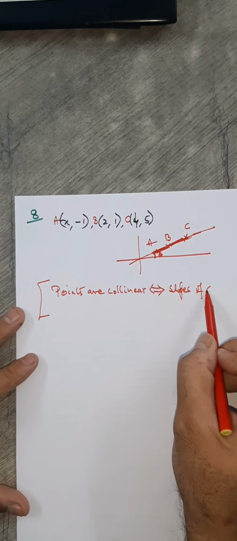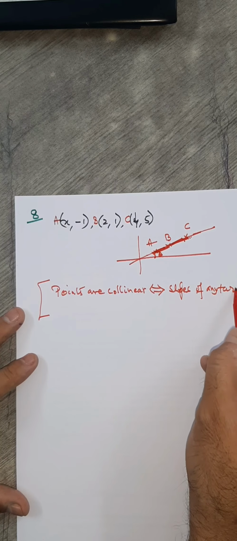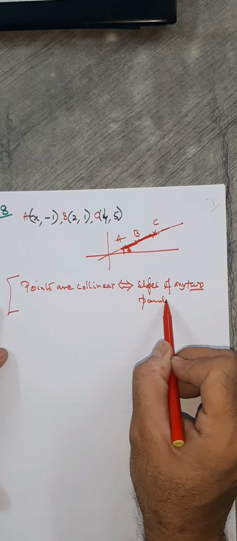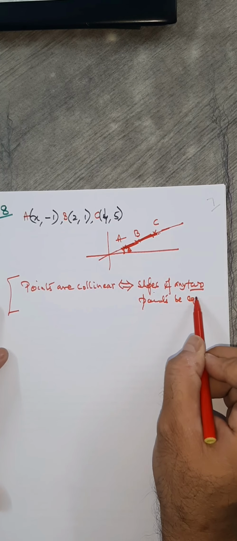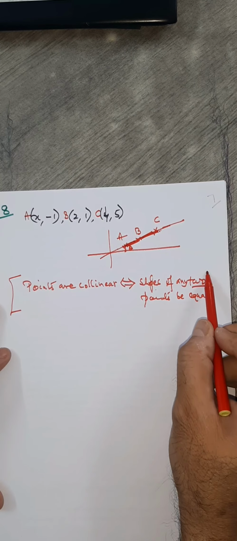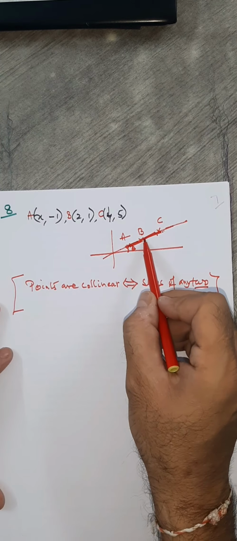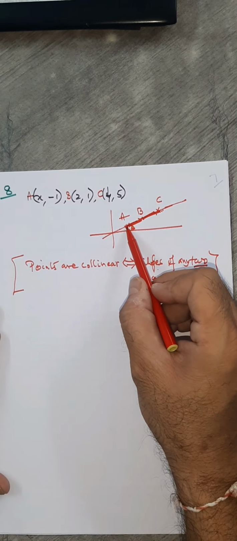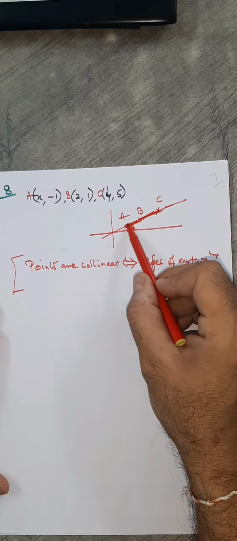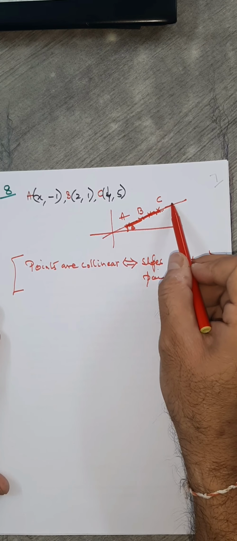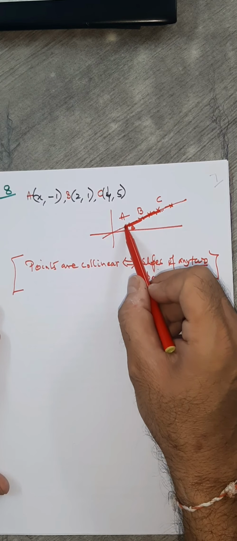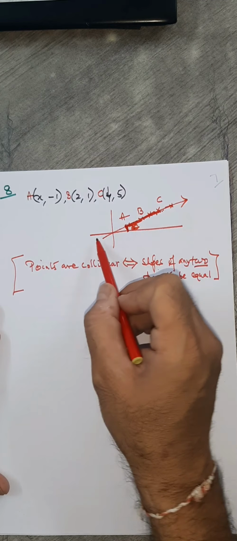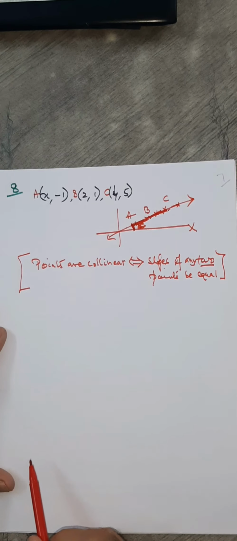slopes of any two points will be equal. If you take any 2 out of these 3, there are 3 ways, AB, BC and AC, slope will be equal. I hope this is clear to you, because slope has no relation with the points. Even if I take these 2 again, slope will be the same, because slope has some connection with the inclination of this line with the ground, that is with the x-axis.